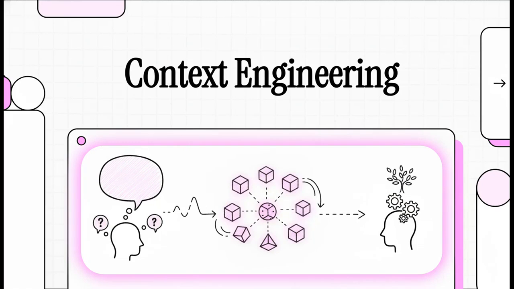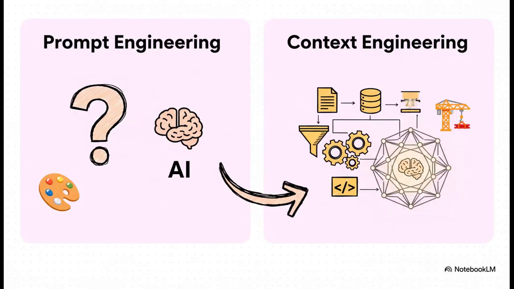Welcome to The Explainer. Today, we're tackling a really critical shift happening in AI, one that goes way beyond just asking good questions. We're moving from simply talking to AI to actually architecting the entire world they operate in. And this new discipline, it's called context engineering. Okay, so let's just dive right in.